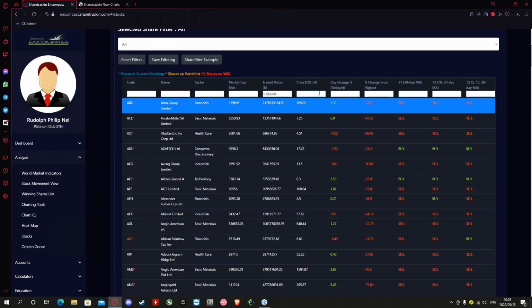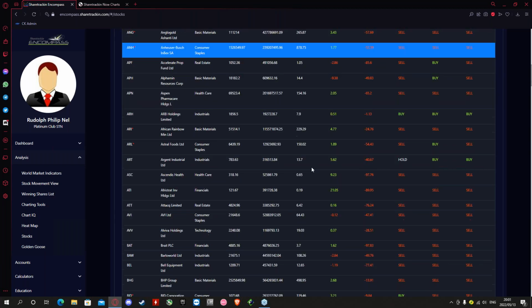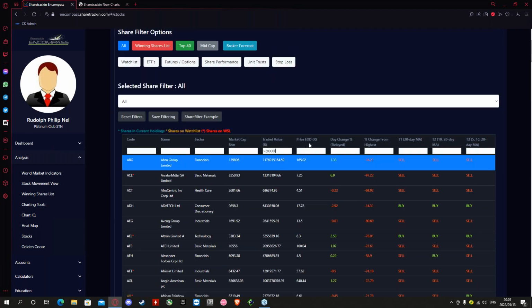Okay, then the price EOD, that's the end of day price. So this would be the closing prices for the day, and it will always stay end of day. So for instance, this list will only update Monday afternoon at 5 again, with the end of day pricing. The day change percentage delayed, that would change. So every 15 minutes your percentages would change.